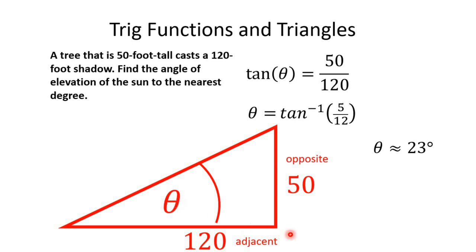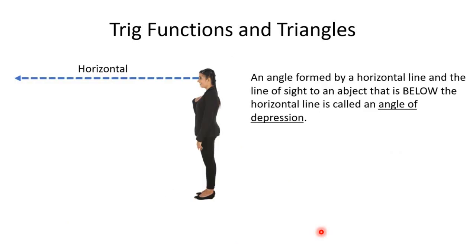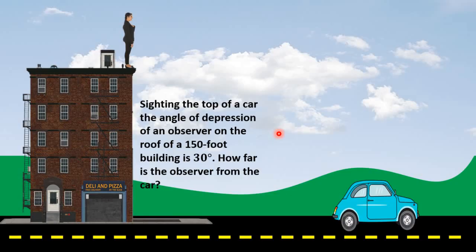All right, so another definition is an angle formed by a horizontal line and the line of sight to an object that is below the horizontal line is called an angle of depression. So the angle of depression is formed when you look down from horizontal. You look down. All right, so look at an example here.